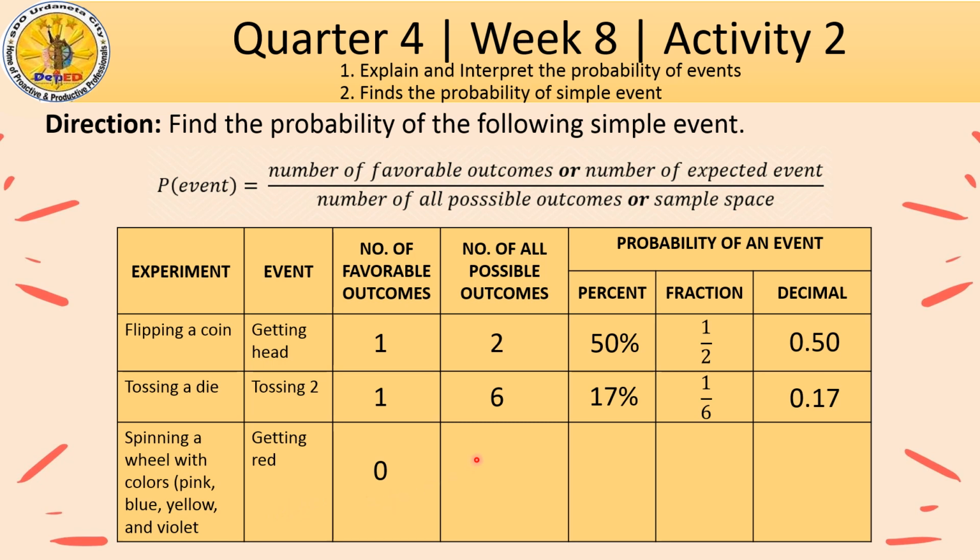And number of all possible outcomes is 4. How did we get 4? Okay, very good. There are 4 possible outcomes, and these are pink, blue, yellow, and violet. Now, if we're going to find the probability of an event in fraction first, that is 0/4 or as simple as 0, and in decimal, 0, and of course in percent form, that is 0%. So that's how you are going to answer your activity 2.